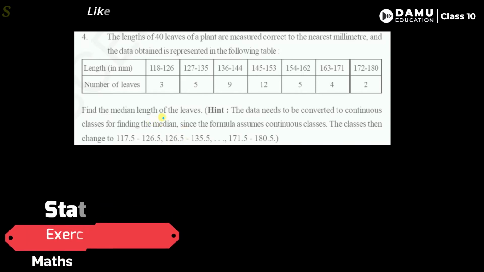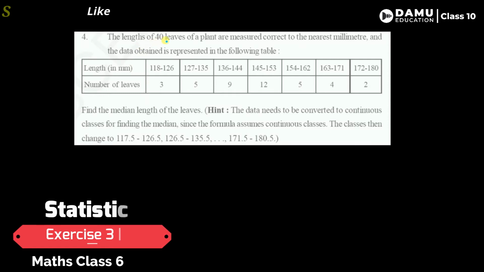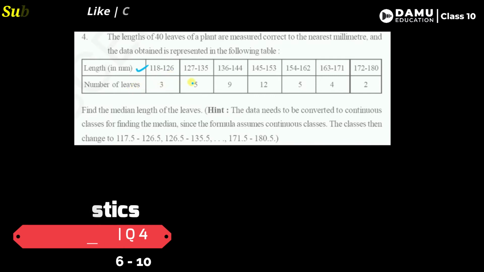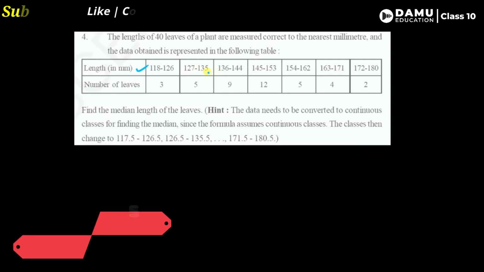So in this session, we are going to discuss our fourth question. The lengths of 40 leaves of a plant are measured correct to the nearest millimeter, and the data obtained is represented in the following table. Length in mm: 118 to 126, that is approximately 11 to 12 centimeters. Number of leaves, how many are there? 3 are there. Then 127 to 135.